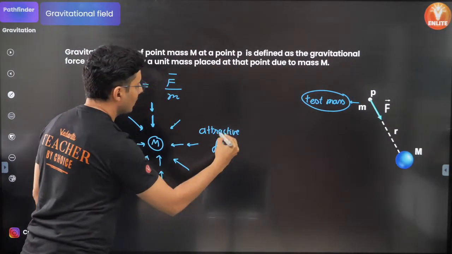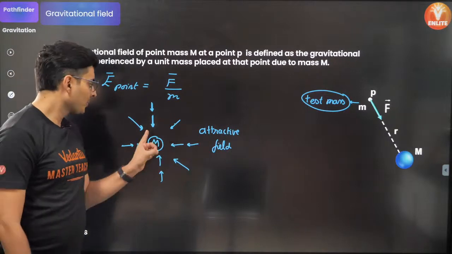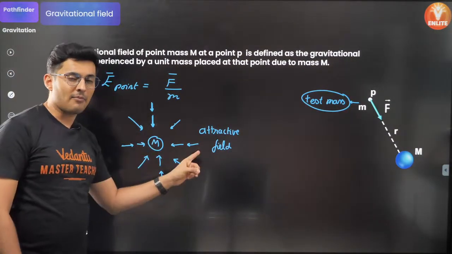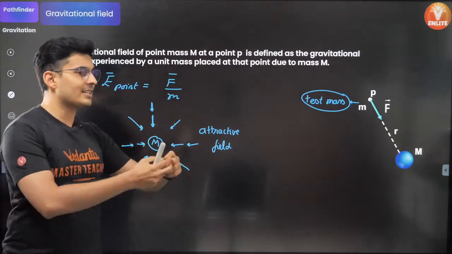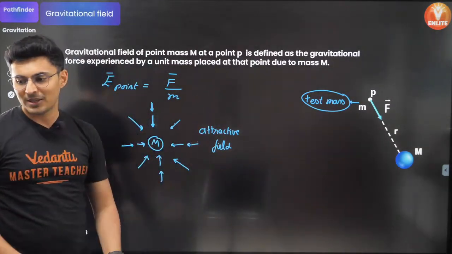And those of you who have already studied electrostatics know this. This is the field diagram for a negative charge. Negative charge has an attractive field. Positive charge has a repulsive field. That's what you can see.